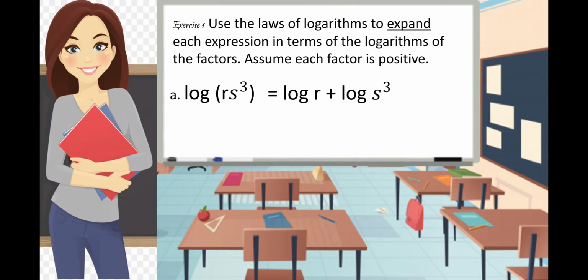So that means this is the product of the logarithm. We're going to add the two logarithms, that is log of r plus log of s cubed, using the product law. But since we have an exponent for s, we're going to multiply 3 to the logarithm of s, that is log of r plus 3 times log of s, using the power law.